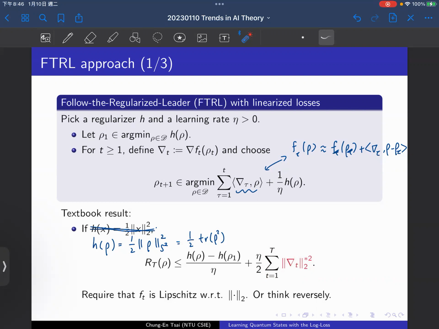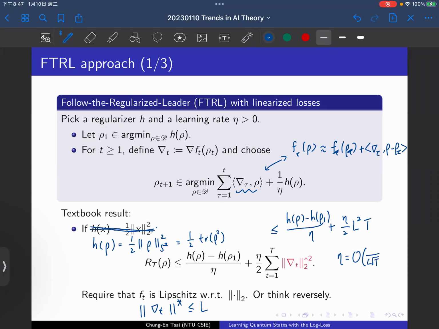Since we have this regret bound, we may need to assume that this term is bounded, so then we may obtain a meaningful bound. If we assume that f_t is Lipschitz with respect to this norm, which means that its gradient is bounded, then this regret bound can be upper bounded by this. Suppose this term is also bounded, then we can choose eta like this, and then the regret will be square root in t.